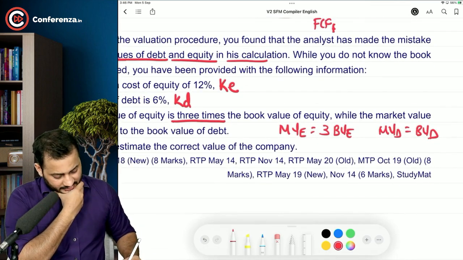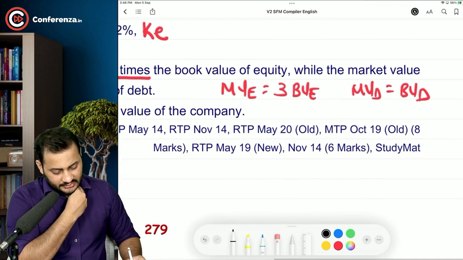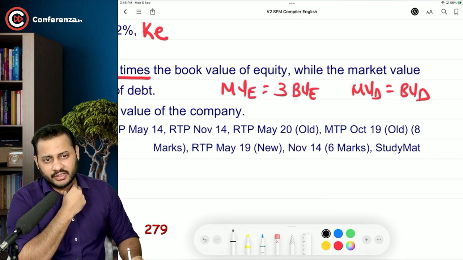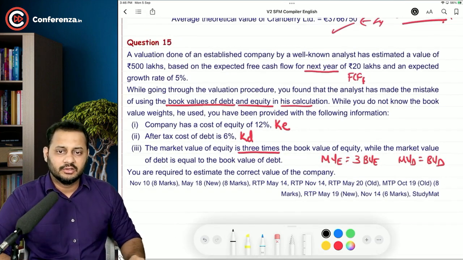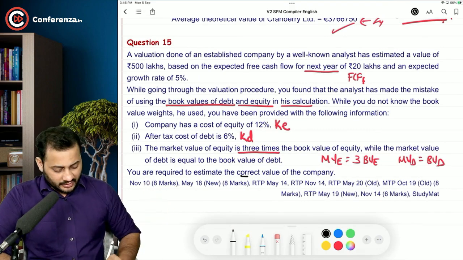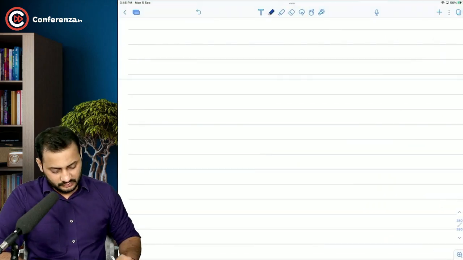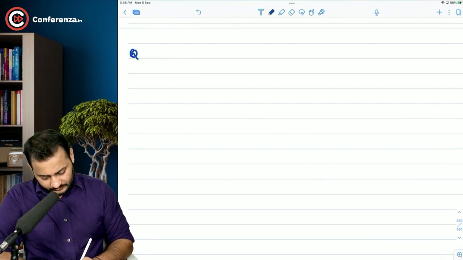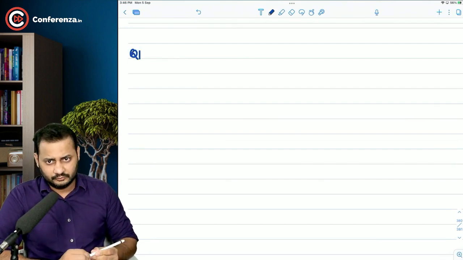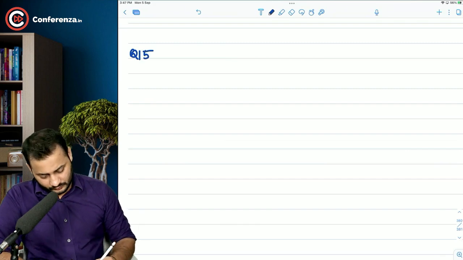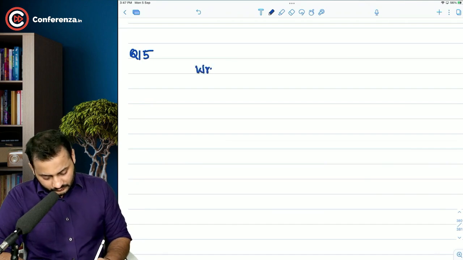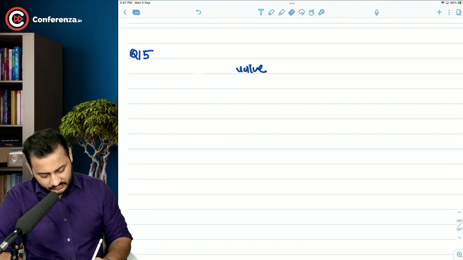So if I just calculate it, it will be 3 and 1, 3:1, a 75-25 ratio, something like that. But let's see. You are required to estimate the correct value of the company. Have a look now. This is question number 15. So first we will go with the wrong values, or better to say the incorrect value.